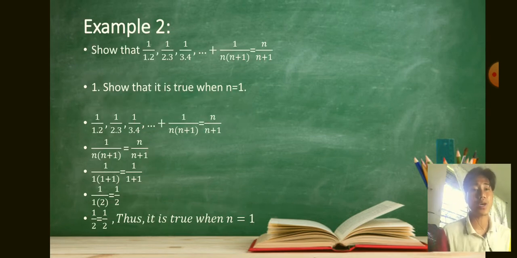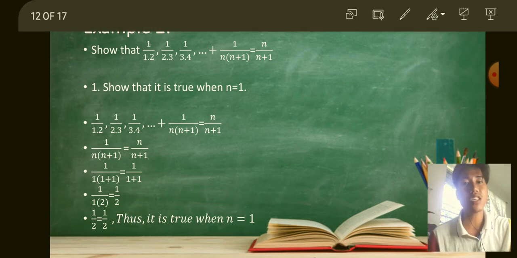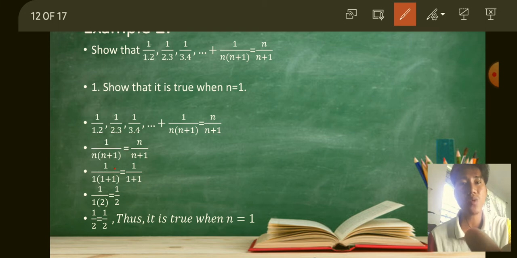So, another example, number 2: show that 1 over 1 times 2, then 1 over 2 times 3, 1 over 3 times 4, and so on and so forth, with the general formula of 1 over n times n plus 1, is equal to n over n plus 1. First step, show that it is true when n equals 1. We substitute 1 for n.